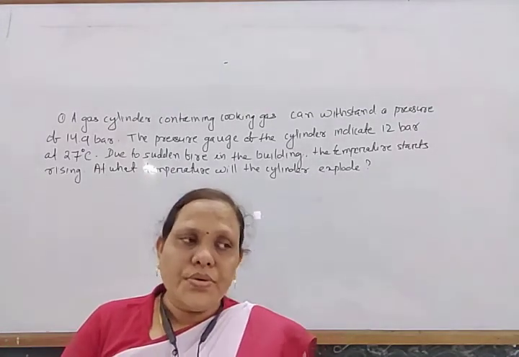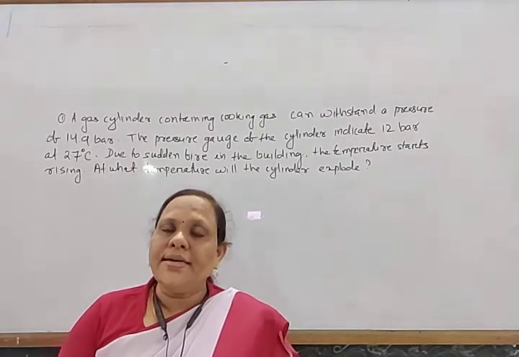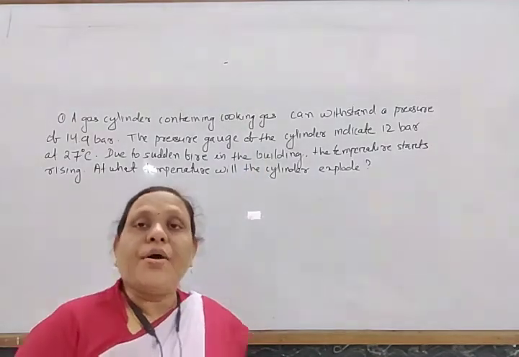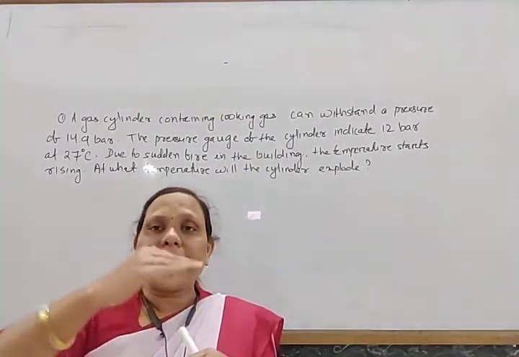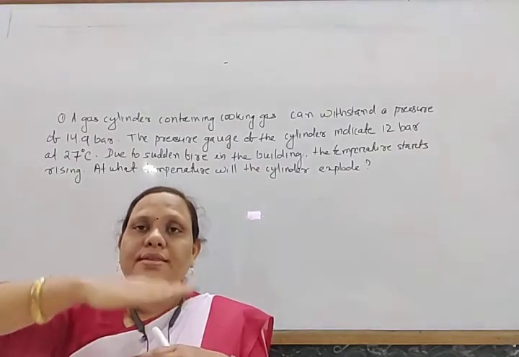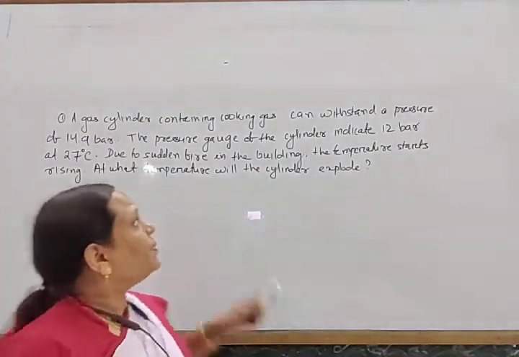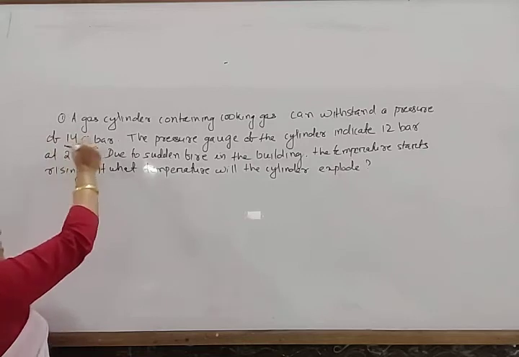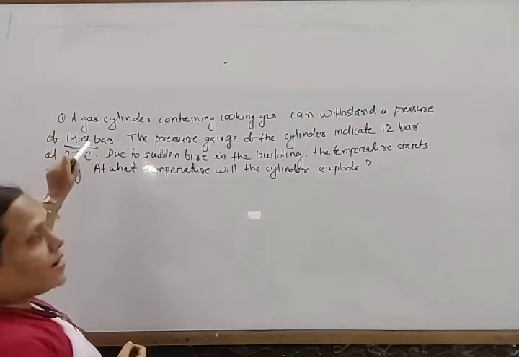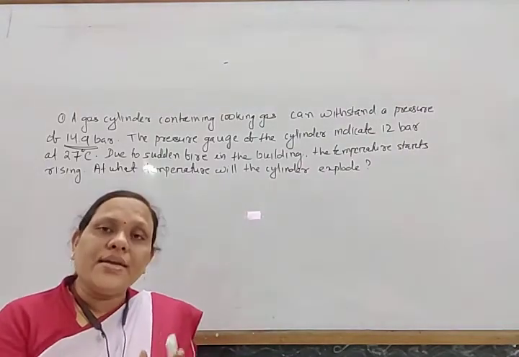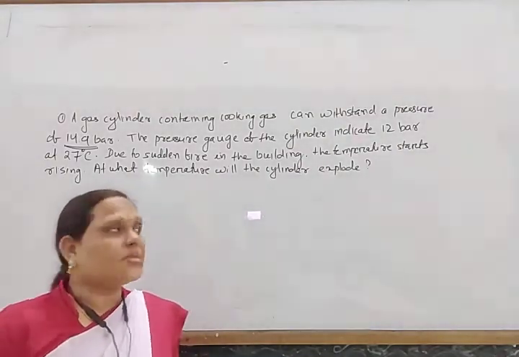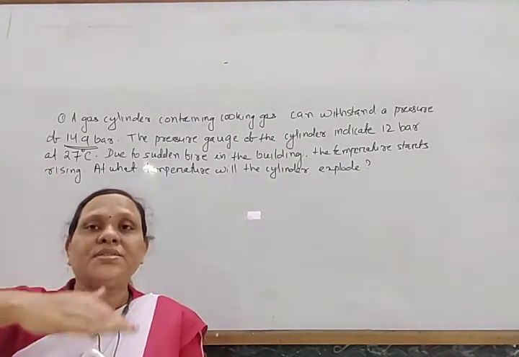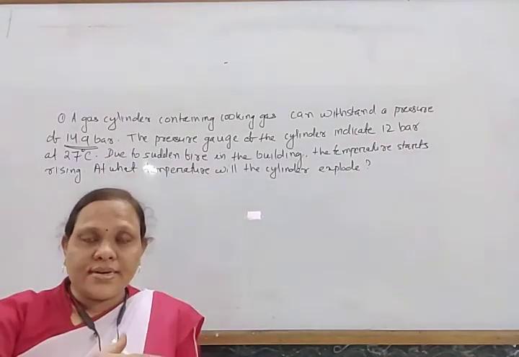Look here, a gas cylinder has some gas, and the pressure gauge indicates a pressure of 12 bar. But it has a maximum capacity: it can withstand pressure up to 14.9 bar. If the pressure is in excess, it starts to explode. So due to sudden fire in the building, what happens? Then the temperature increases.